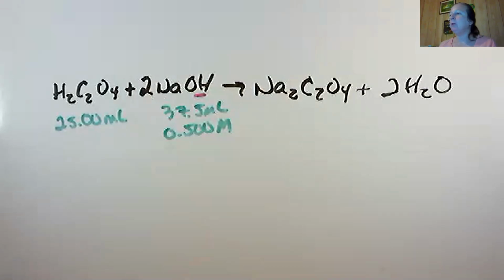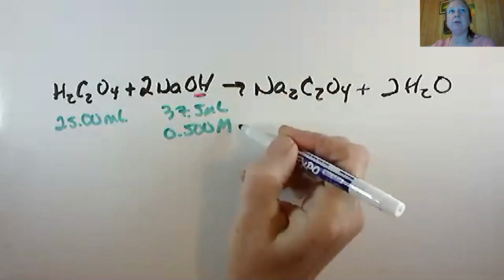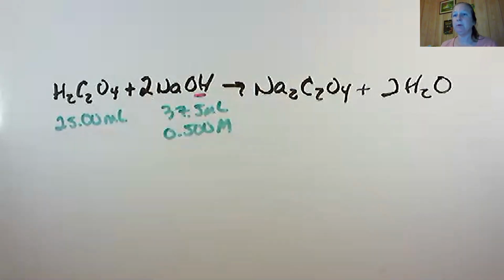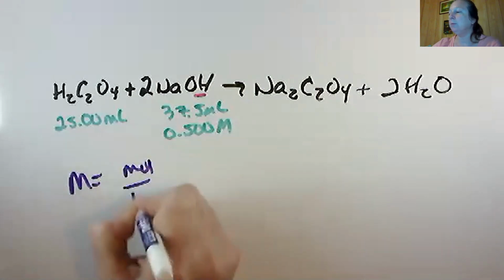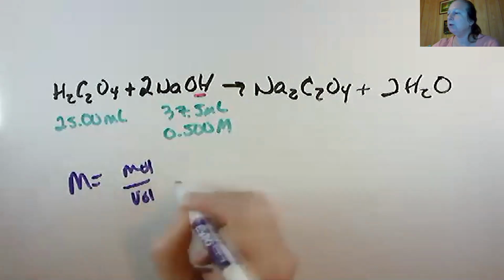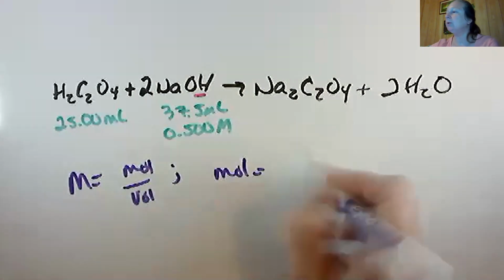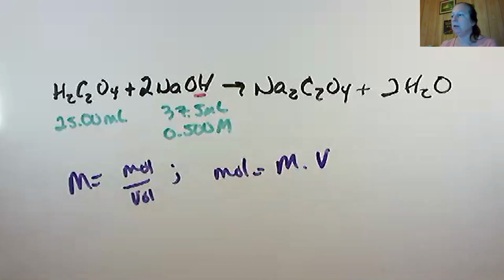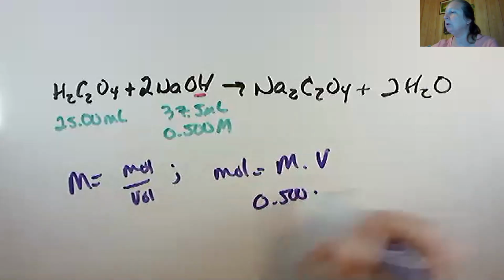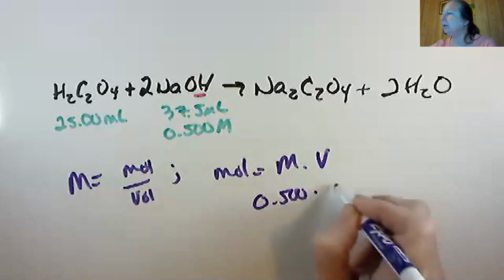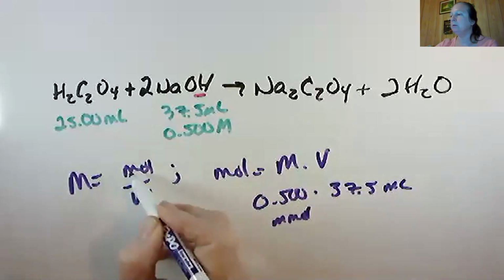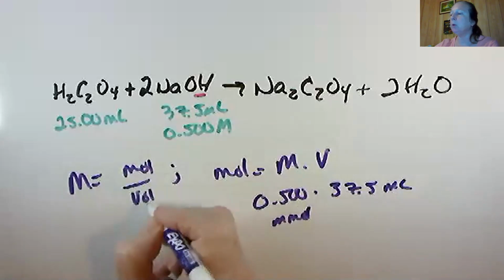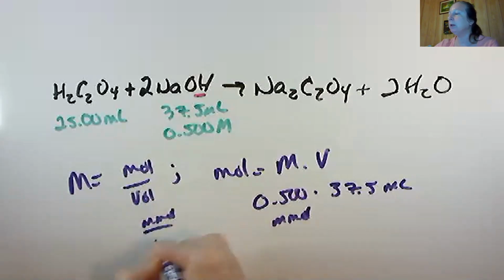So first of all, here's our volume and here's our concentration. I need to know my moles, or in this case millimoles, that I used up. Remember, molarity is moles over volume. Volume is in liters. So then my moles equals molarity times volume. My molarity is 0.500. My volume is 37.5. I can do this if I call this millimoles, because it's moles over liter or millimoles over milliliters.